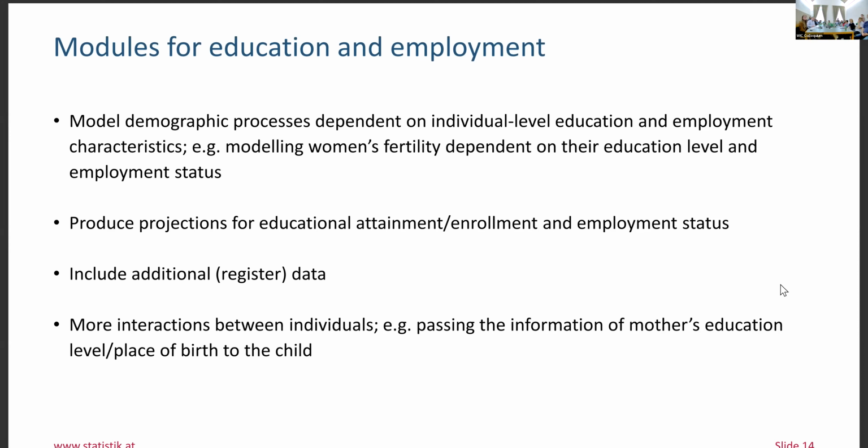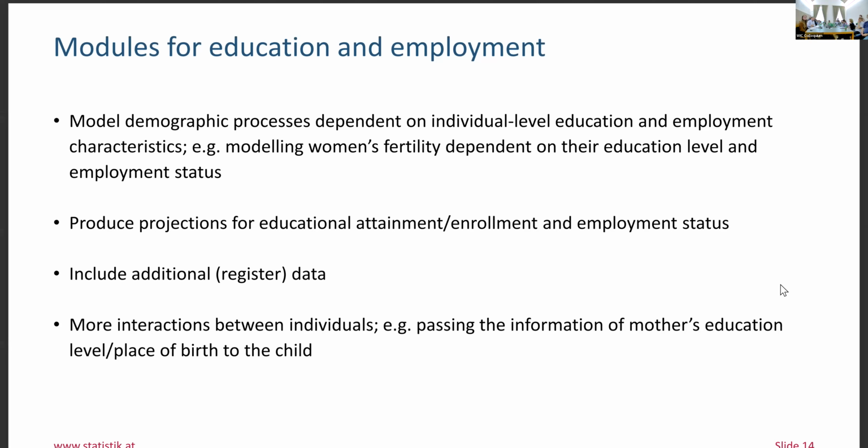But it is also possible to extend the model in depth, so to say. To give an example of what that means, we can introduce additional interactions between individuals. Currently, the only interaction that we have is between the mother and her child. So the mother passes on the information in which province they live. But this can be extended.